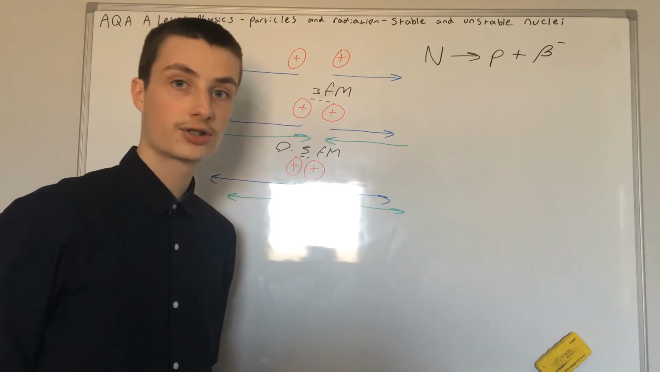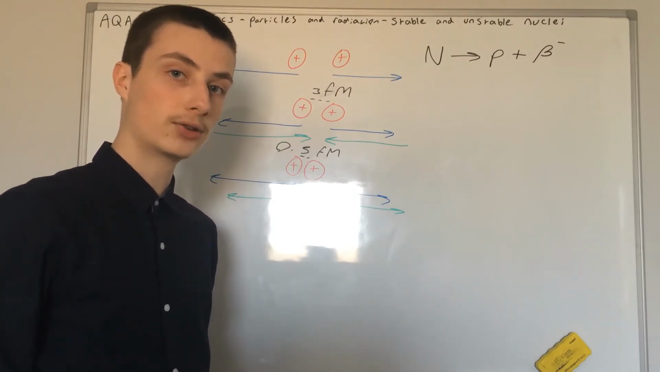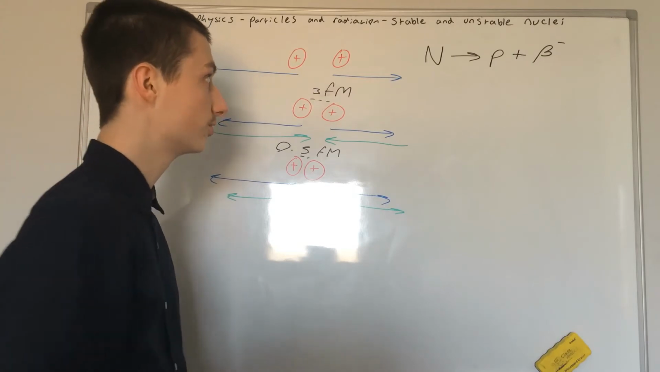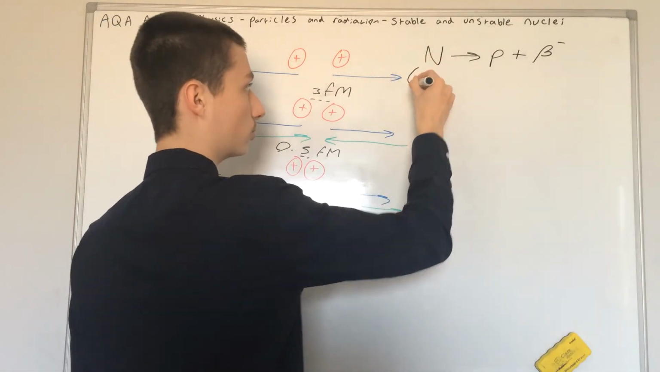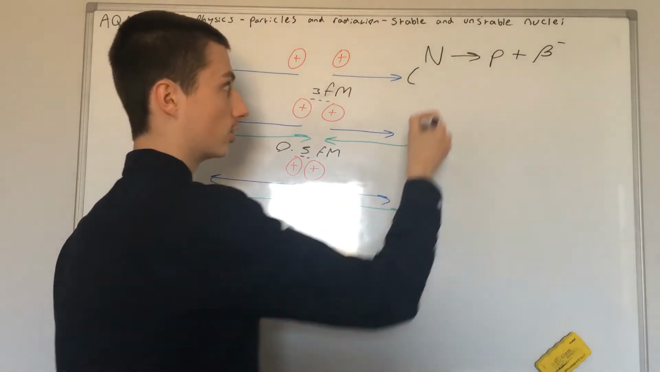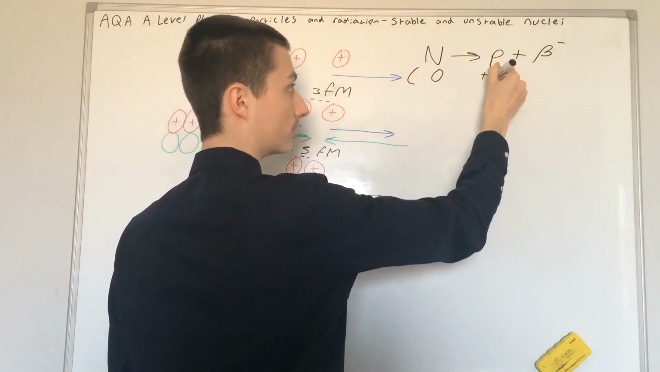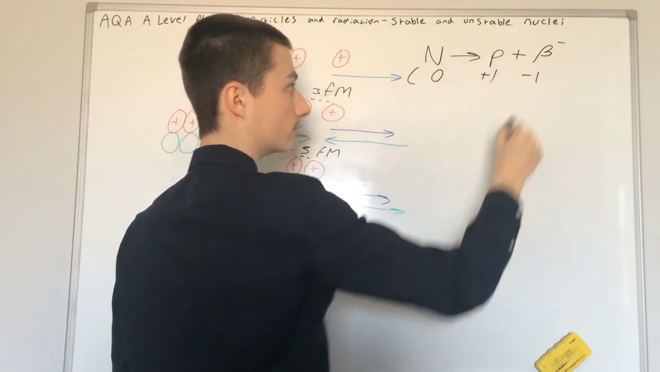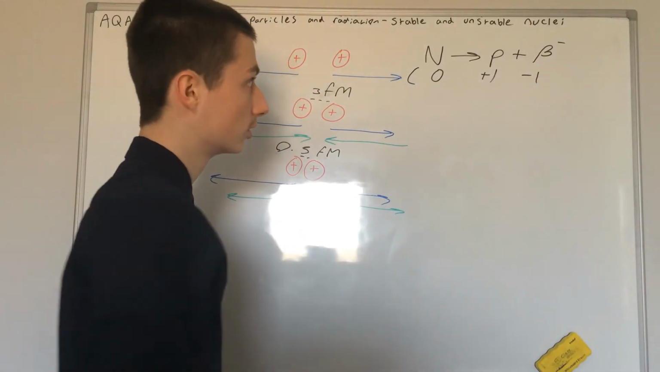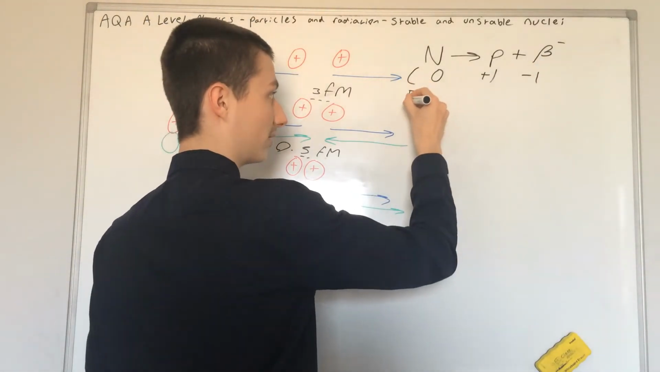Now in physics, much like chemistry, we have to balance quantities. For example, one is charge. We have to balance charge. Neutrons have 0, protons have +1, and beta have -1. So here it's balanced. We also have to balance the baryon numbers.